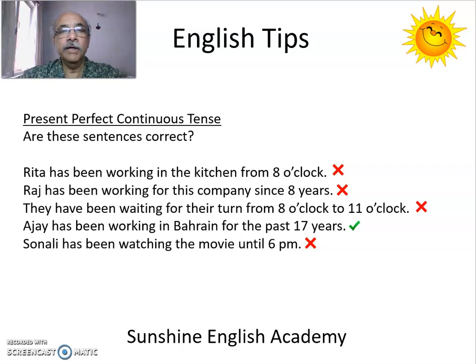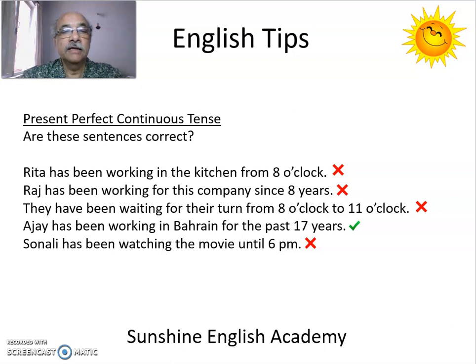However, we cannot use from and to in the present perfect continuous tense because we don't mention the time till when the action has been going on. In the present perfect continuous tense, it is automatically understood that the action has been going on till now. You don't have to mention or you don't have to say till when the action has been going on.